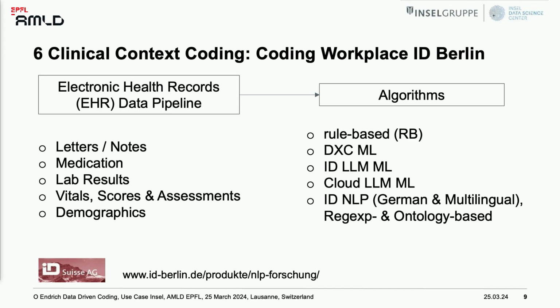So now the second step, clinical context coding. We also have a commercial solution from our vendor, from Germany, ID Berlin. They help us also to reflect the context of data. So not only real lab results, but also taking into account that we have a very complex context, also using letters and notes, medication, lab results, vitals, course and assessments, demographics, of course, to put all this information in a context. The algorithms we are using for coding are multiple.